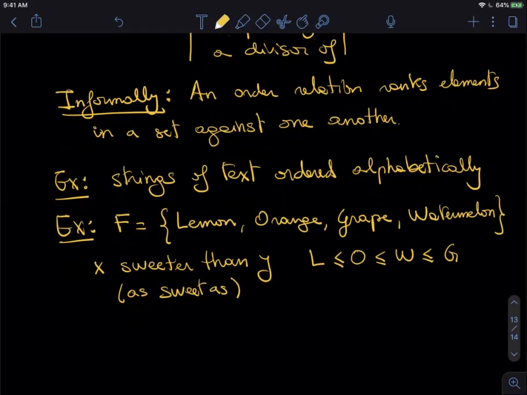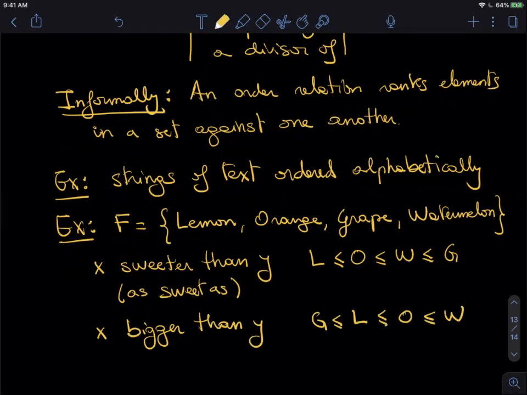Now, another possibility would be to say that X is bigger than Y. If I do it like this, then the one that comes first is the grape, that is the smallest, then probably lemons, oranges, and definitely watermelons. You see that the order for the same set is a little different in both cases. So this is an example that for the same set, depending on how you define the order relation, you will get different results.